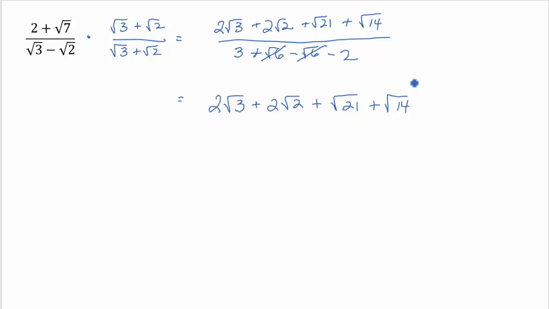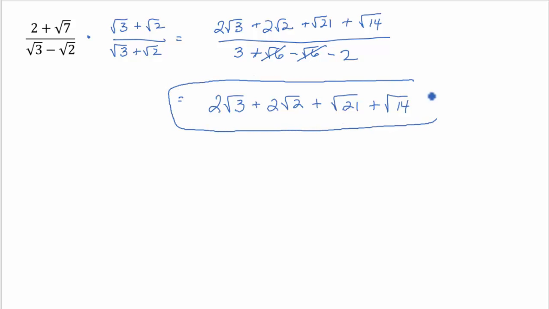So this is the answer. The whole point of multiplying by the conjugate is that we get rid of the radicals in the denominator.